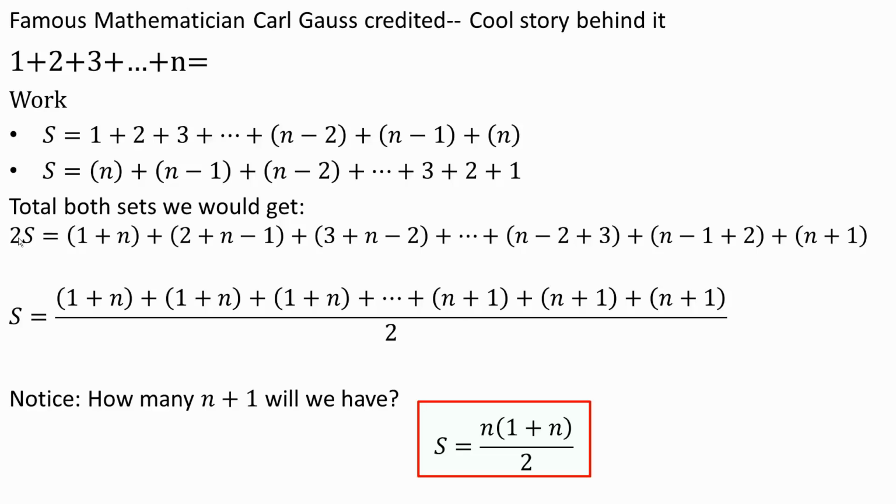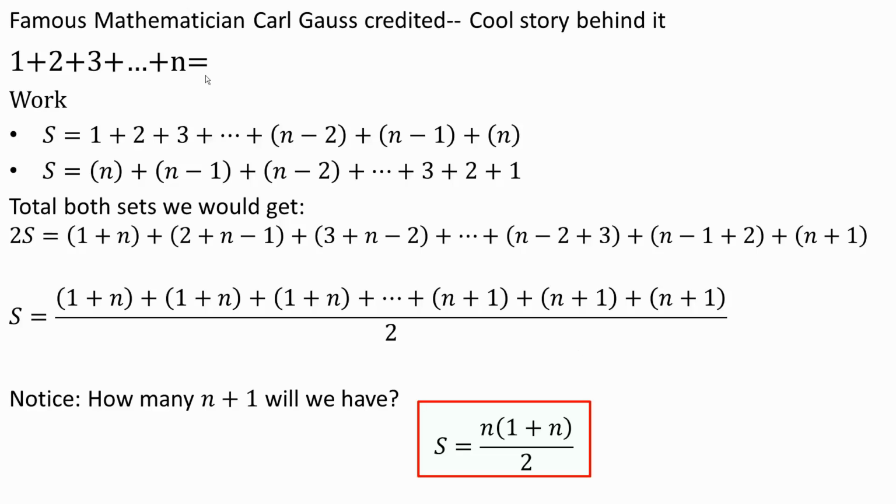And now if we divide by 2, we can say that s is equal to (1 plus n) times, how many terms do we have? We have n number of terms, divided by 2. And so this right here would be the formula for the sum of the first n natural numbers.